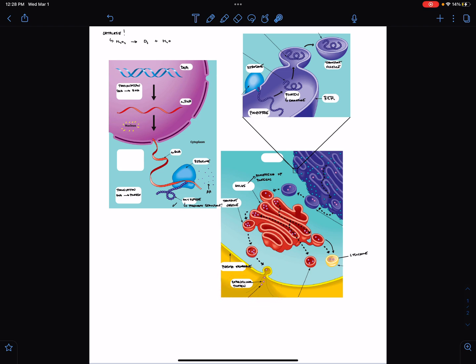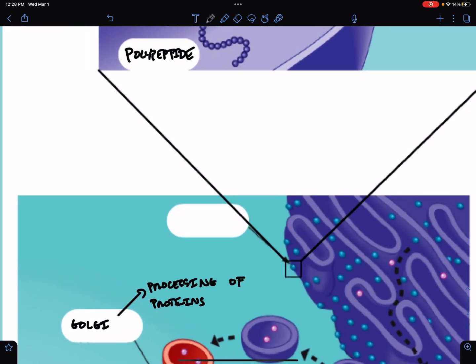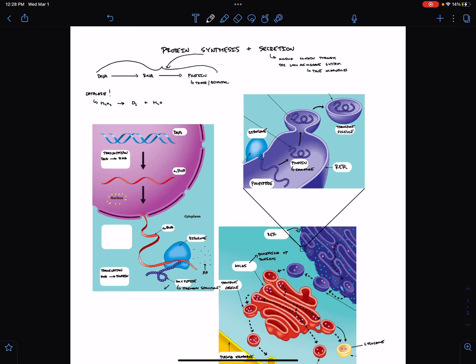Okay, you guys are going to bring this all together in an image that you look at in class next week. Oh, I guess I should say RER here. This is the RER. Okay, that's all.